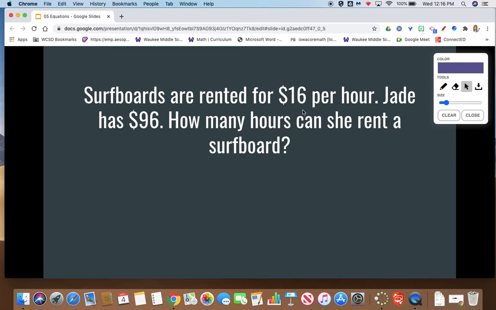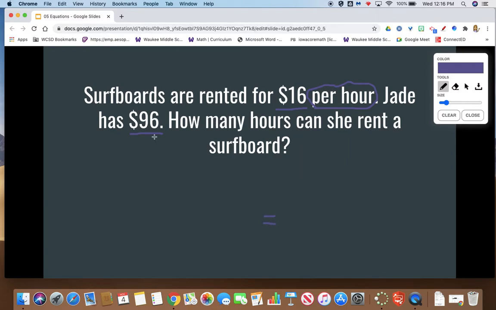We know that it's $16 per hour, and we know Jade has $96. Per hour means per 1 hour. So let's think about setting this up as an equation. Remember, equations all have equal signs.